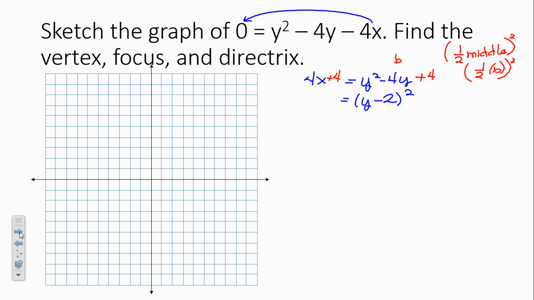2, because it's y minus 2 times y minus 2. And it would be nice if we had our 4p out in front, right? So let's factor out the greatest common factor. And this will be x plus 1, right?